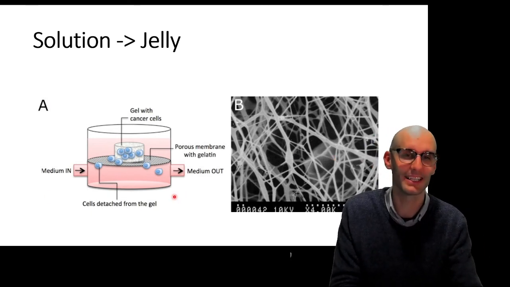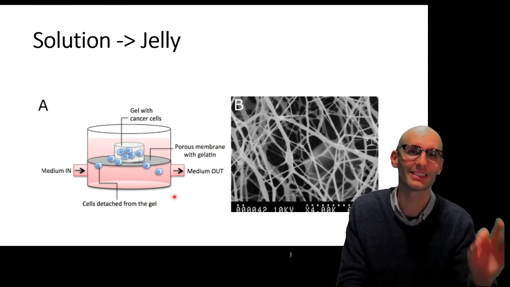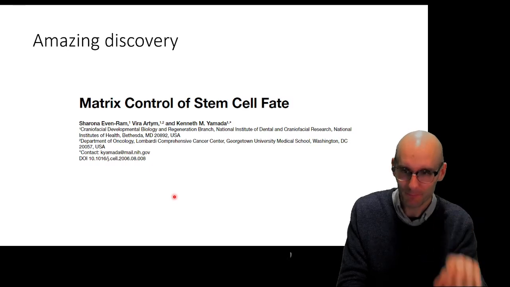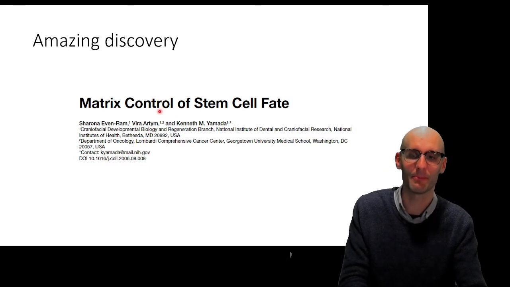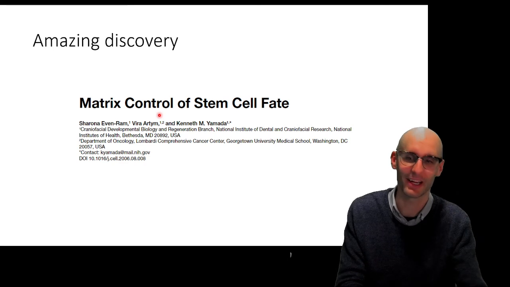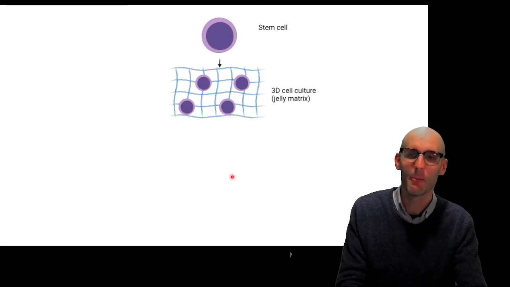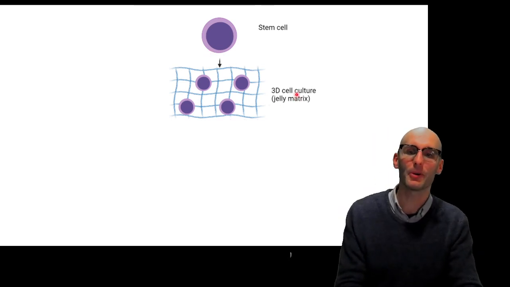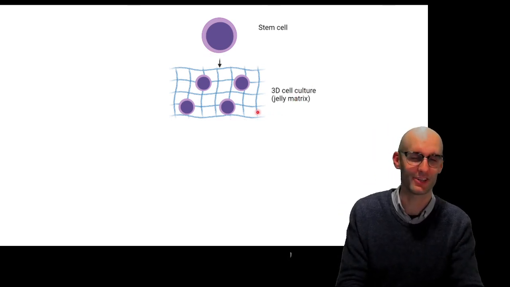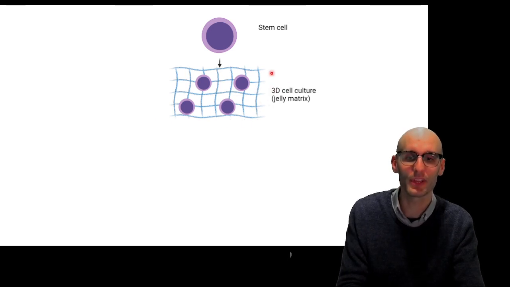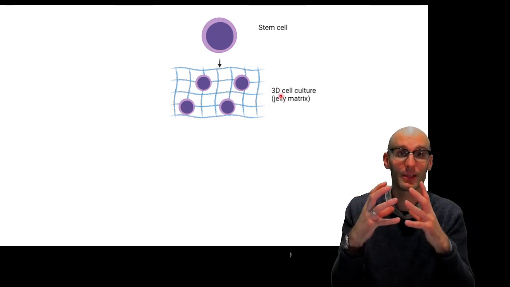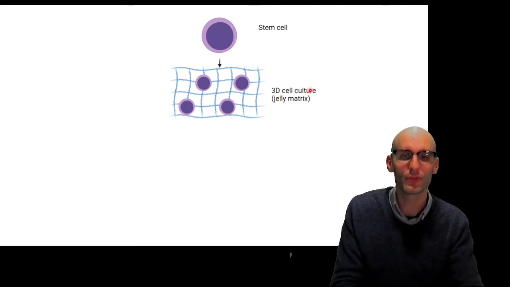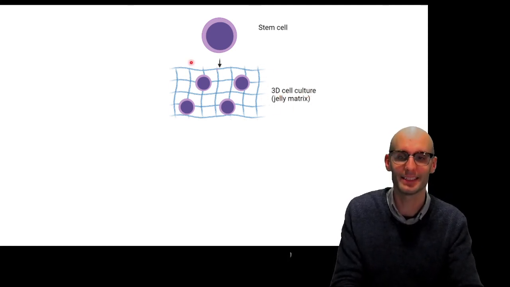Now, this process led to one of the coolest discoveries. Honestly, this is really sweet. It's got thousands of citations, this paper. Matrix control of stem cell fate. This is an amazing discovery. Very modest title here. But this is what they did. They took stem cells. Stem cells can turn into other cells, obviously, and they put them in a 3D cell culture matrix, which is basically jelly matrix. So we call this 3D cell culture because it's making up a 3D cell space, whereas flat cell culture we call 2D cell culture. So this is three-dimensional cell culture, and it's in a jelly matrix.